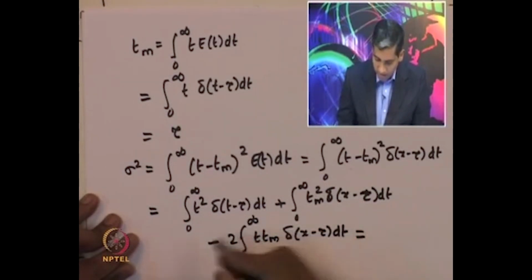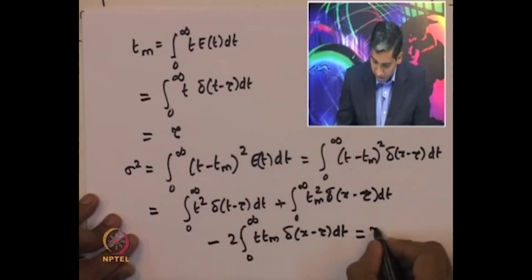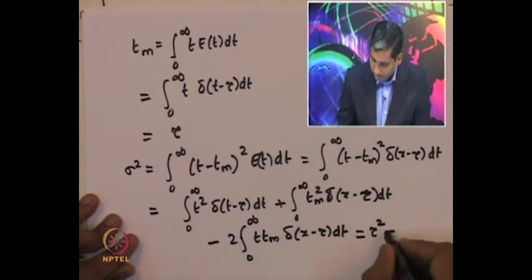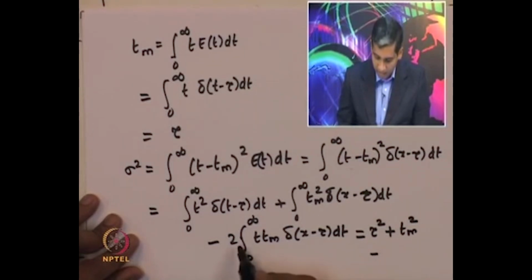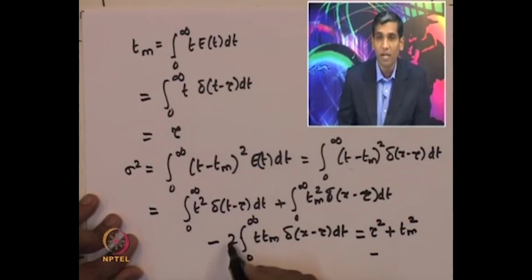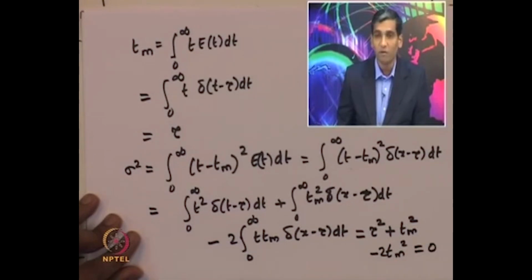And that is essentially, so the first term here, because of the property of the delta function, will simply be equal to tau square, and the second term will simply be equal to plus Tm square. That will be the second one, and the third one will simply be 2 into t into Tm, into the delta function integral. Tm is constant, so that will come out of the integral, and t into the delta function will essentially be equal to the mean residence time. So, that will be equal to 2 Tm square, and that is equal to 0, because the mean residence time and the space time are exactly equal.